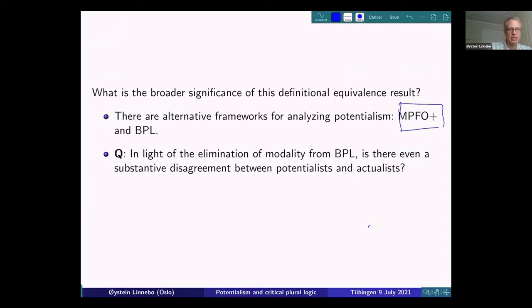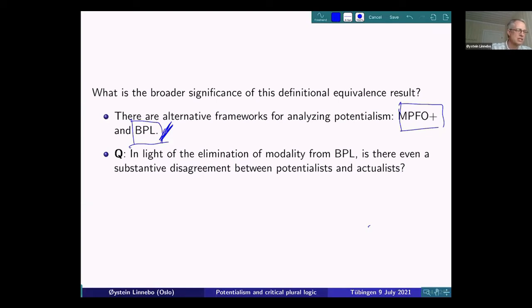But then in light of this definitional equivalence, you could also use the non-modal system of basic plural logic to analyze potentialist ideas. And the equivalence between these systems is so tight in the form of this definitional equivalence that it should be possible, and indeed is possible, to give analysis of potentialism in a non-modal setting much easier. Since modal resources, I like them, but they are unfamiliar to many of us.